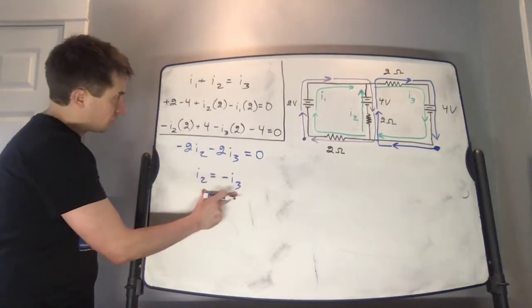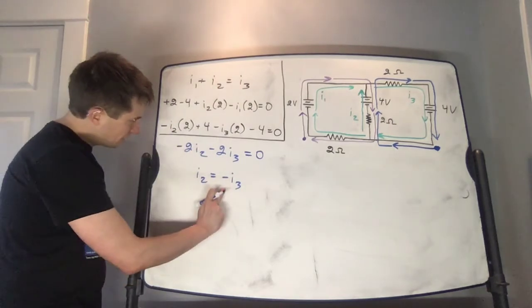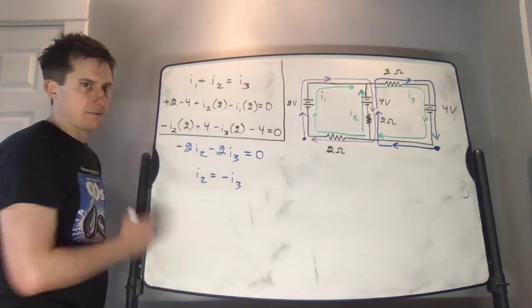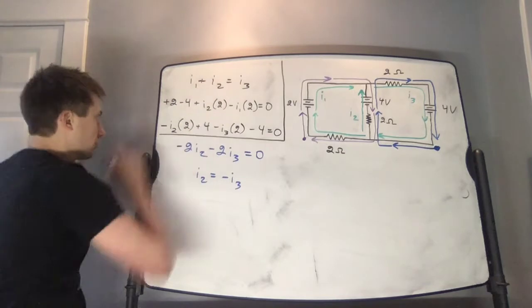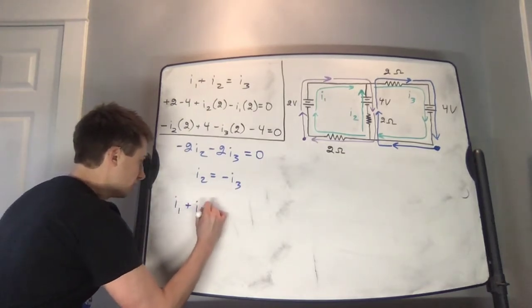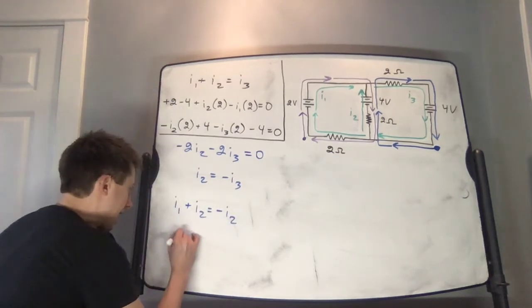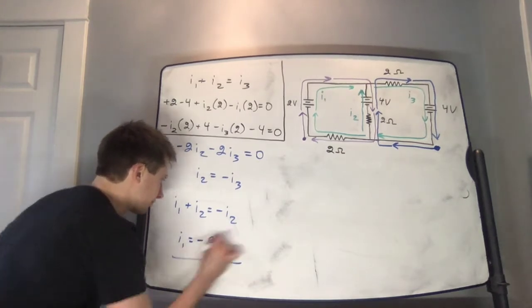Let us take this relationship and plug it into the first equation. I could think of this relationship also as I3 is equal to negative I2. So using that relationship, I could then rewrite the first equation as I1 plus I2 is equal to negative I2, and that gives me I1 is equal to negative 2I2.